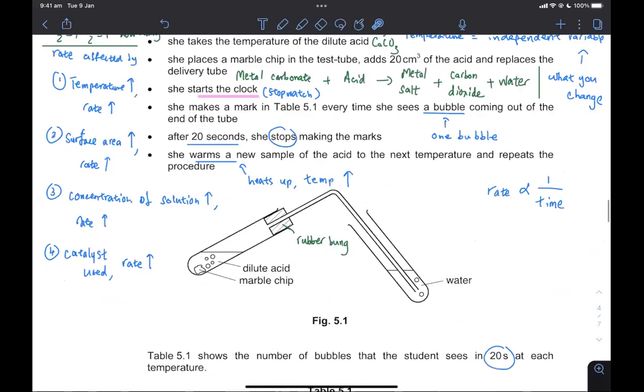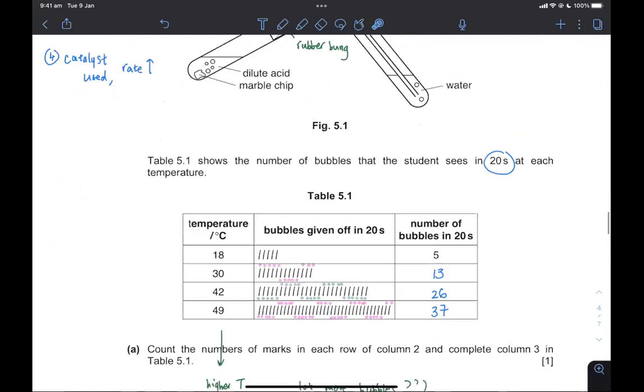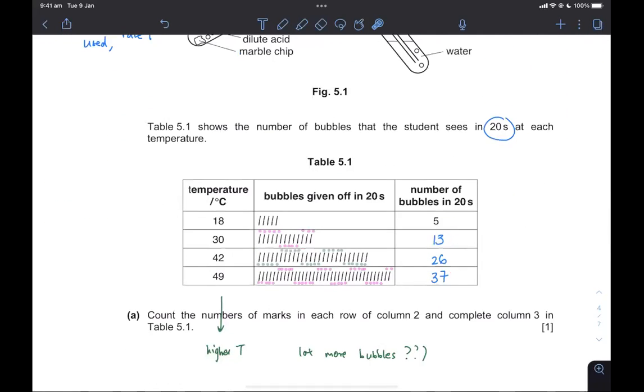The next thing is a metal carbonate, because marble chip is metal carbonate. Added with acid, you get carbon dioxide. This question is about counting the number of bubbles. Instead of using measuring cylinder or gas syringe, you just count the number of bubbles. In the fixed time, the more bubbles you produce, the faster is the rate of reaction. So this is very fast because the temperature increases, the rate of reaction increases, as you know.